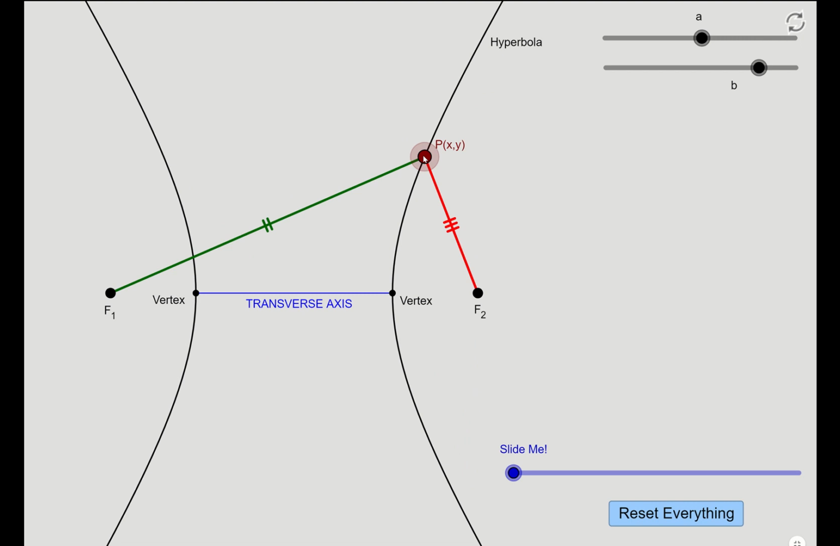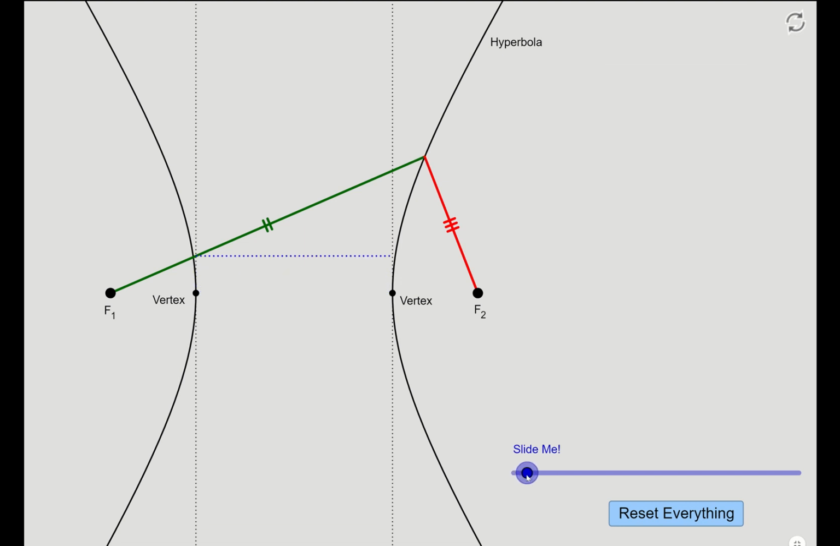The way we get a hyperbola's shape is by understanding the relationship between these two distances away from the foci and the length of this transverse axis. To demonstrate that relationship, we're going to take this slider down here that says "slide me" and understand how those three lengths are related: the blue, the red, and the green. As I begin to slide that slider, it shows you the length of that transverse axis.